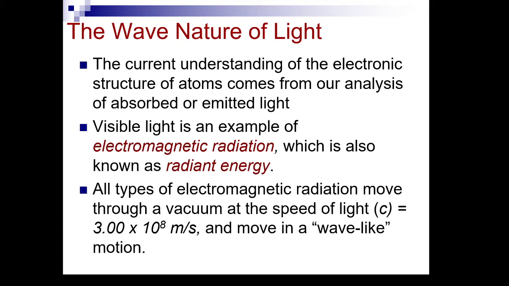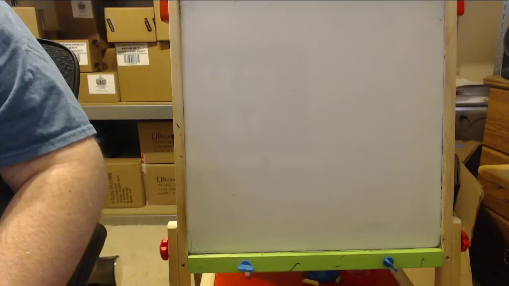And our electromagnetic energy, we have our first variable here, the speed of light, which is represented by c. All of our radiation moves through a vacuum at the speed of light, which is 3.0 times 10 to the 8th meters per second. And they move in a wave-like fashion. So what is a wave-like fashion? Well, a wave-like fashion is the following.